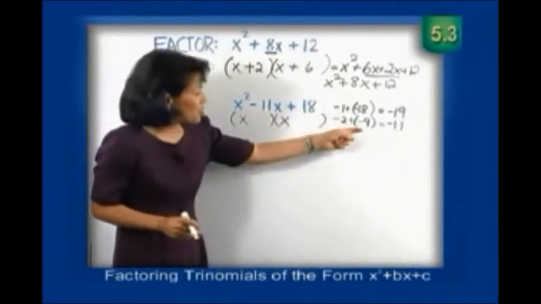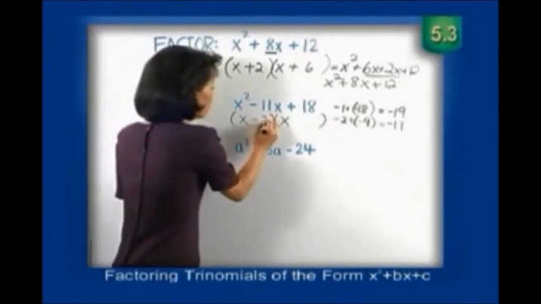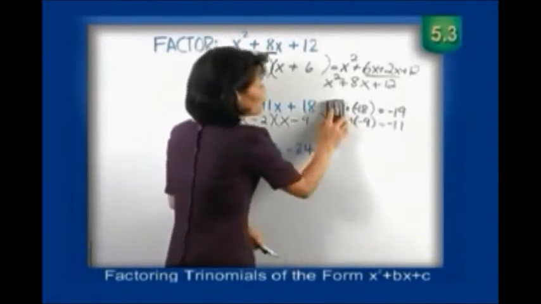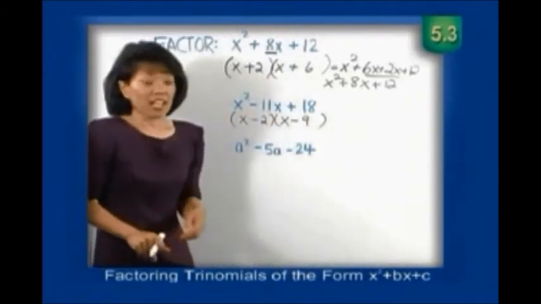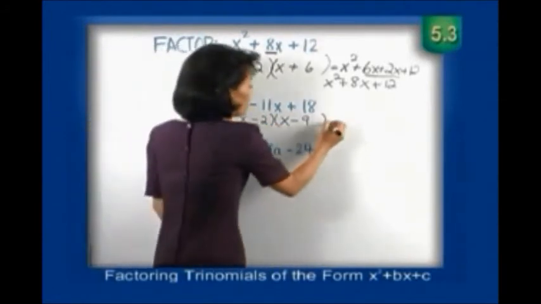So these are the two numbers I'm going to use in my parentheses. Negative 2 and negative 9. Now again, if you're not sure of yourself, all you have to do is make a quick check by applying the FOIL method to these two binomials.